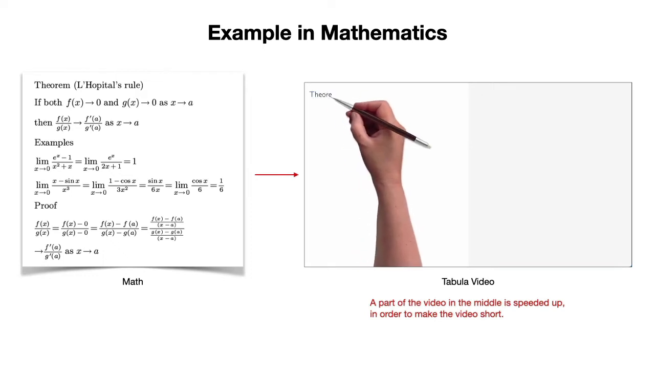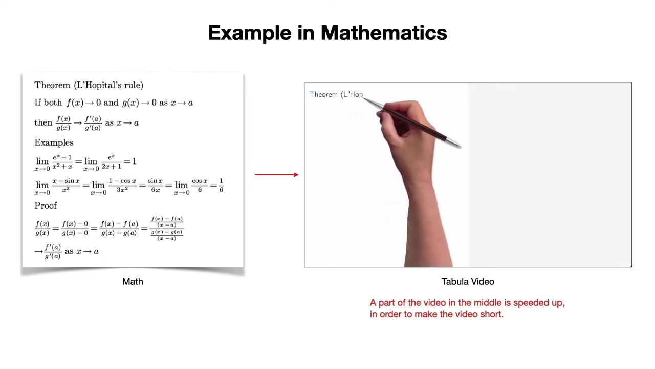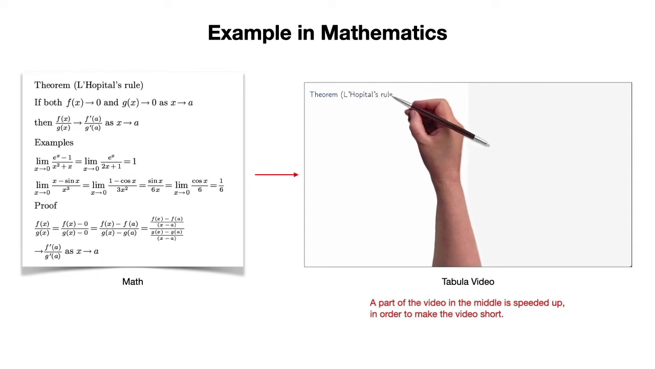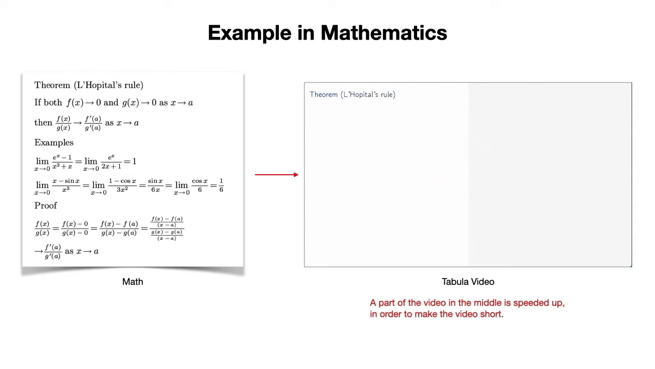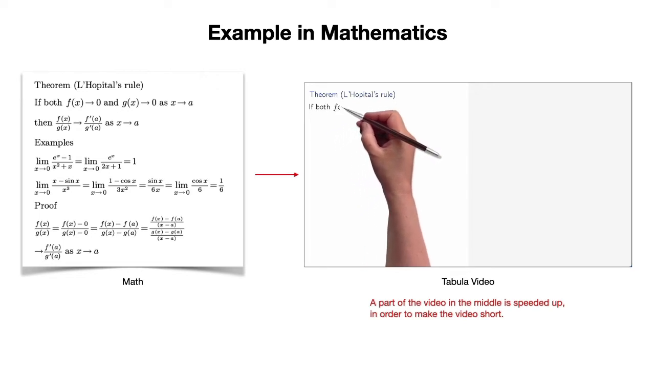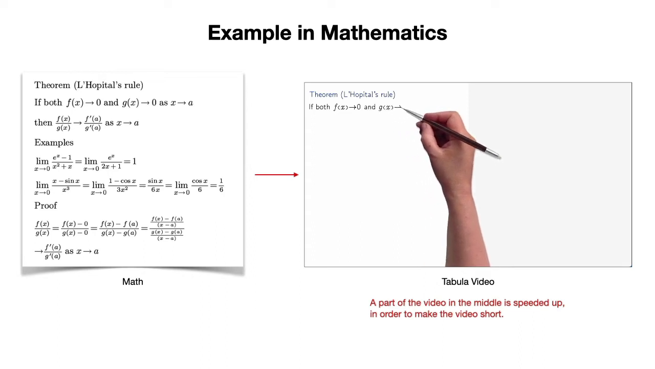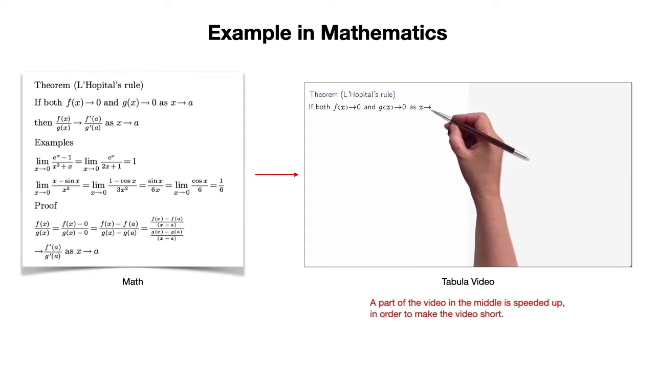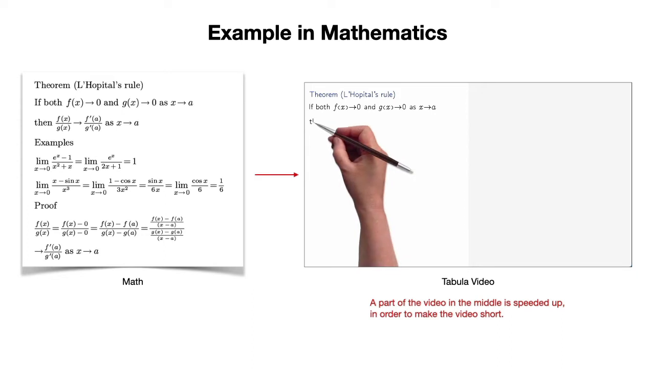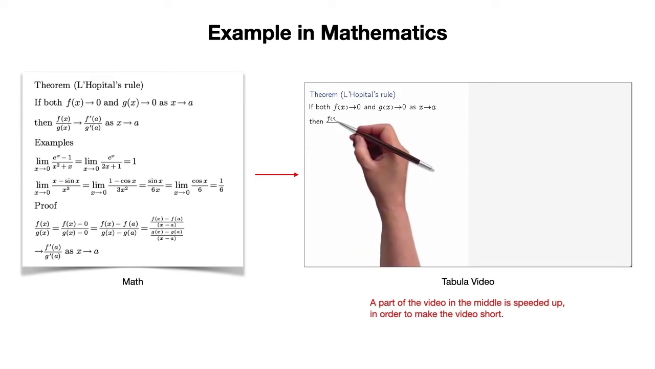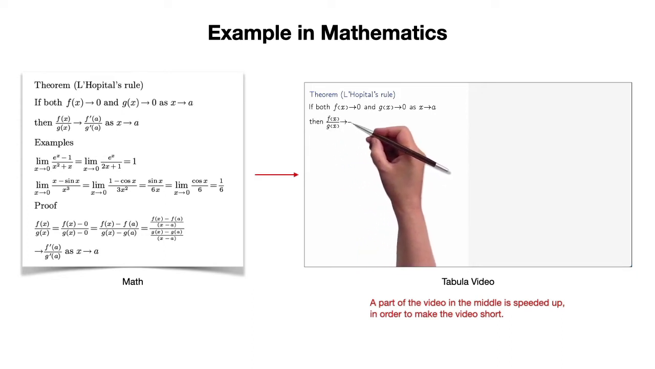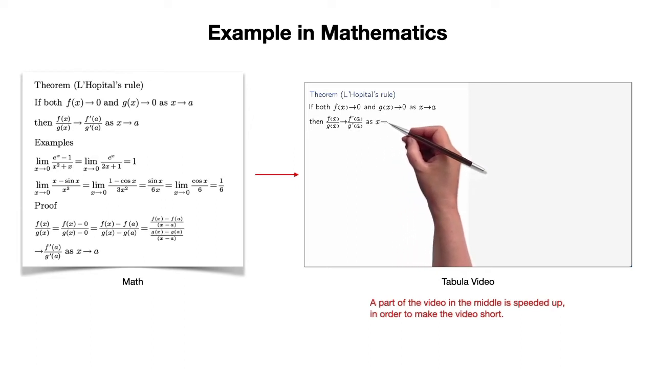Theorem. L'Hopital's rule. Let's state the theorem. If both f of x goes to 0 and g of x goes to 0 as x goes to a, then f(x) over g(x) goes to f prime a divided by g prime a as x goes to a.